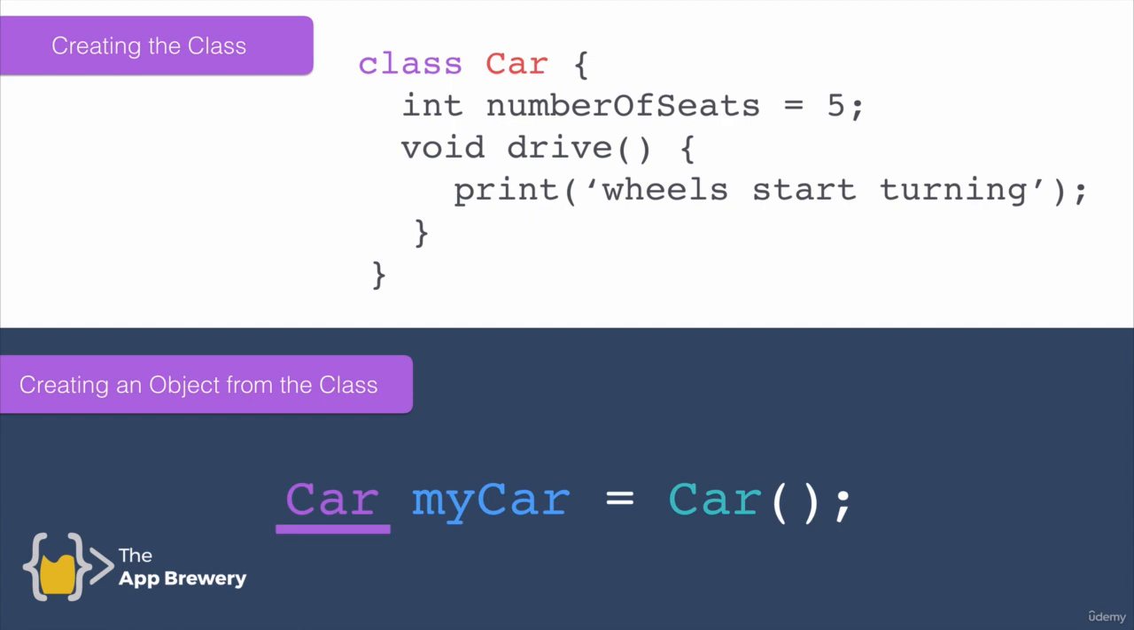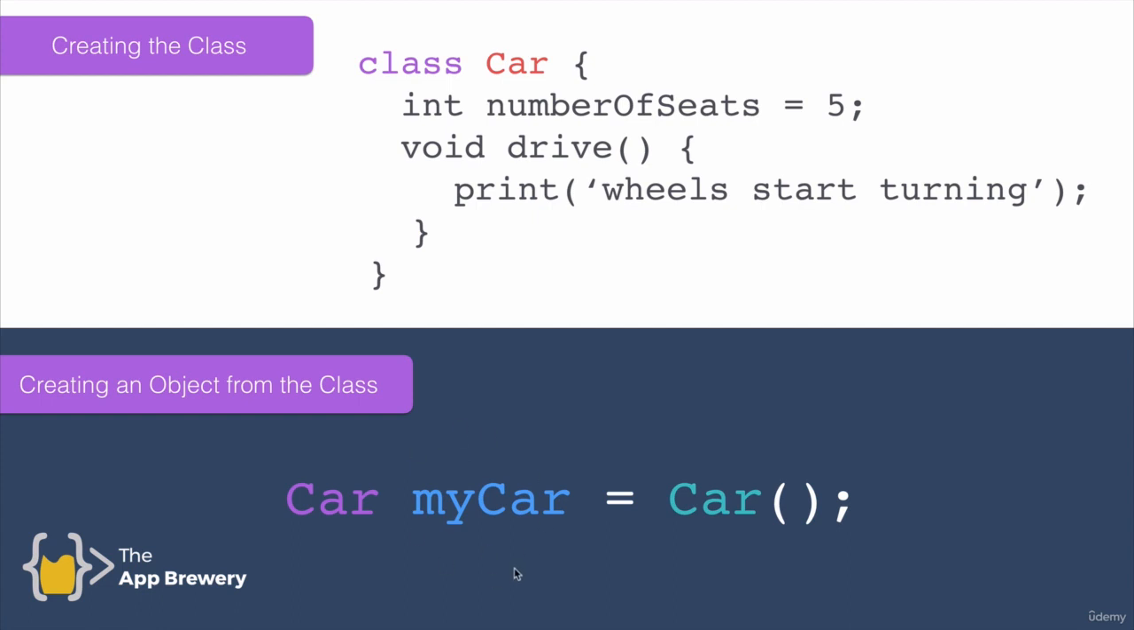We would define the type, which is in this case the name of the class, and then we would give our object a name, and finally we would set it to equal a new version of that class. When we have the word car and these empty parentheses, it's basically creating a new object from this blueprint. It's like sending that blueprint to a factory and out comes our actual car object.